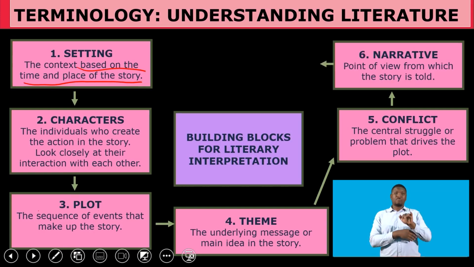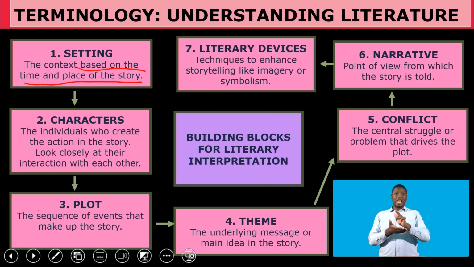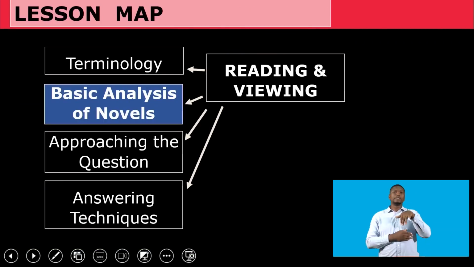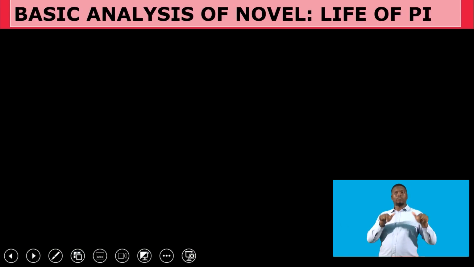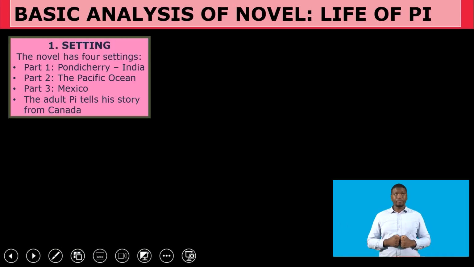Narrative. The point of view from which the story is told. So who is the narrator of the story? And then seven, literary devices. Techniques that enhance the storytelling, like imagery or symbolism. Now, let's start analyzing these novels on a basic level. So for Life of Pi, the setting is different according to the three parts of the novel.